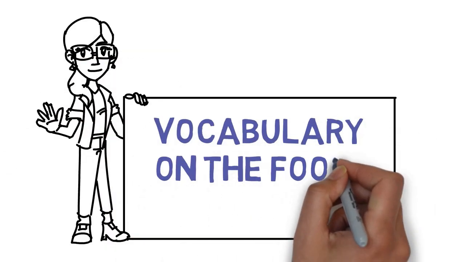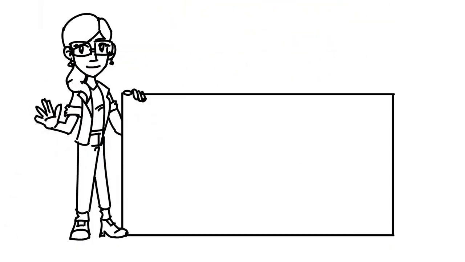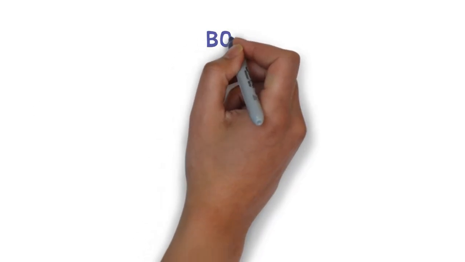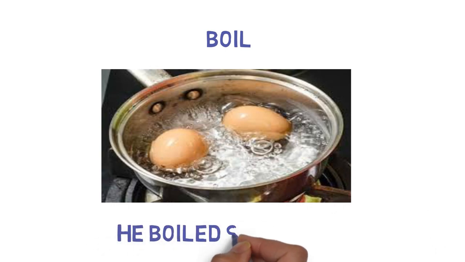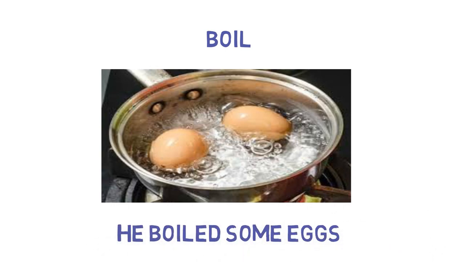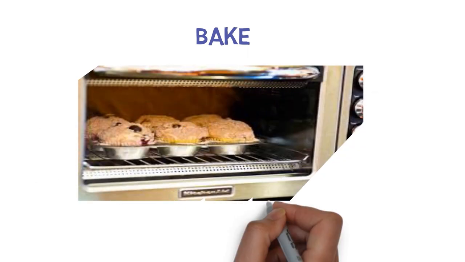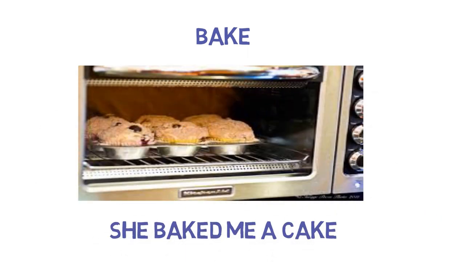Vocabulary on the foods and drinks. 1. Cooking methods. Boil. He boiled some eggs. Bake. She baked me a cake.